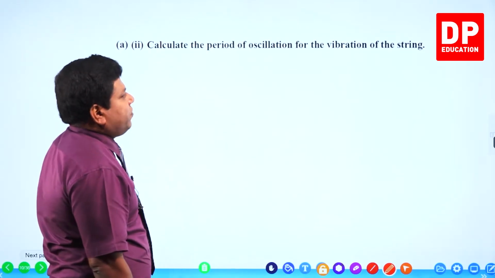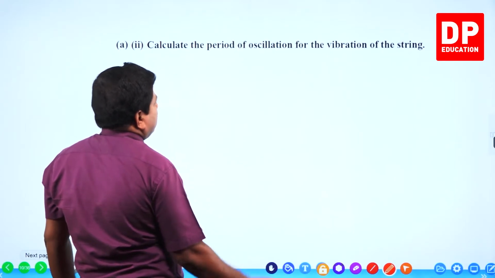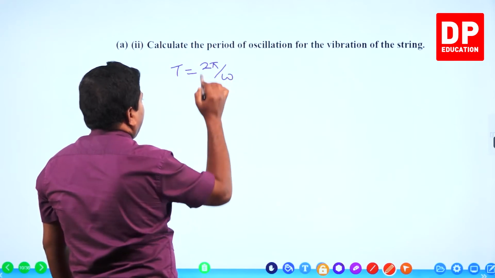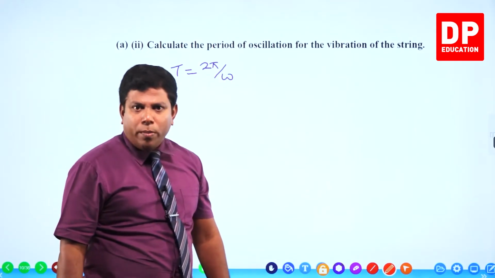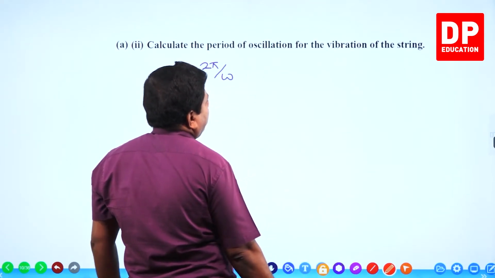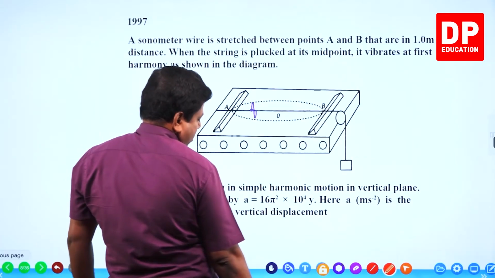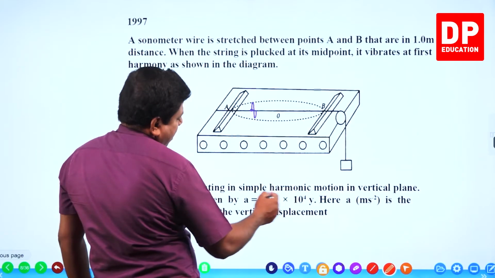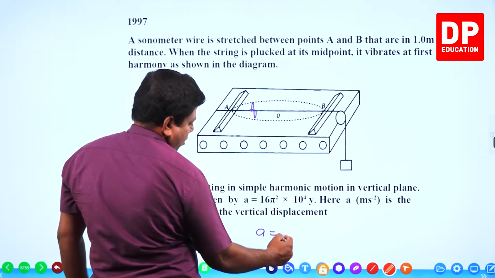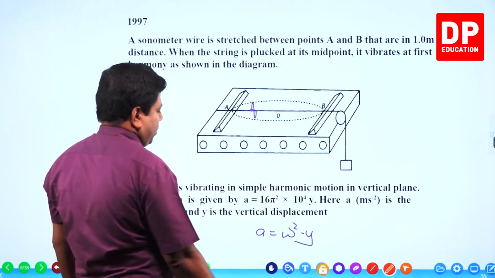Calculate the period of oscillation for the vibration of the string. Period of oscillation, so T equals 2 pi by omega. I need to find omega now. For a simple harmonic motion, we write acceleration A equals omega squared into displacement, correct? That's what the formula should be.